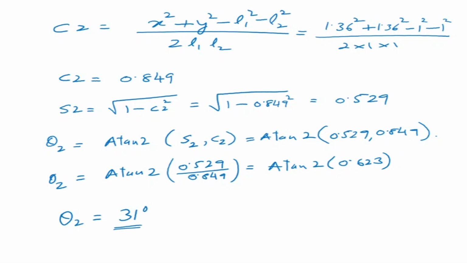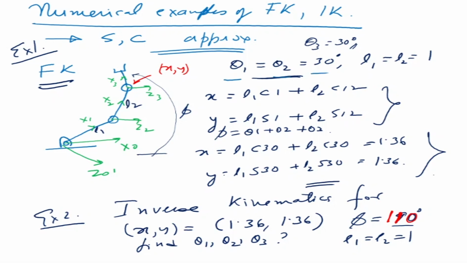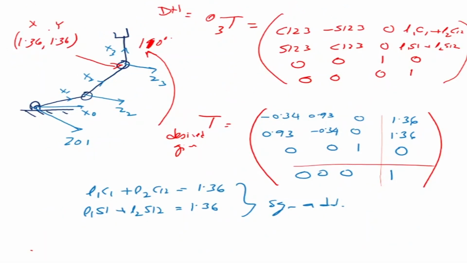Please note that we did not get exactly 31. When I solved the forward kinematics, I said theta 1 is 30 and theta 2 is 30. By using L1 cos θ1 plus L2 cos(θ1 + θ2), I got 1.36. Actually, there are more digits there. The actual value will be cos 30 plus cos 60, which is equal to 1.366. If I had taken up to the third decimal place, I would get a better answer. But because I took only two decimal places, approximation is coming.